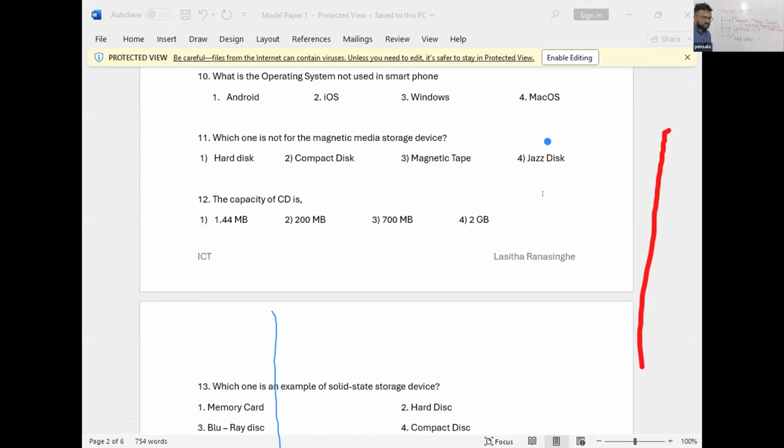Optical media devices, for example CDs and DVDs, fall under optical media devices. If you take solid state devices, again, solid state means there are no moving parts, right? So these devices are in solid state. The device that is in solid state is what we call a solid state device.